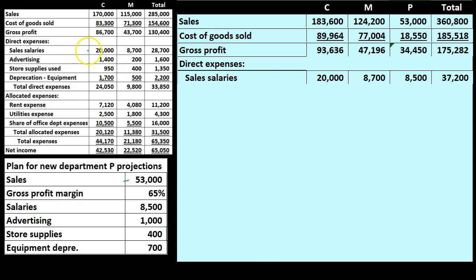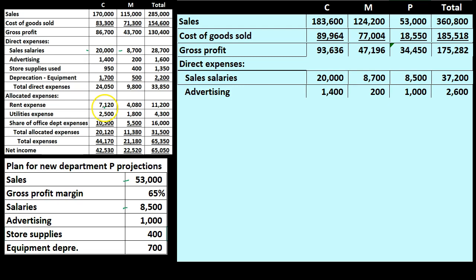So we're picking up the salaries from last time where we had the 20, we had the 8,7, and that's going to give us our totals. And then we've got another 8,500. We're thinking the salaries aren't going to change because they're salaried. So that's going to be straightforward. We just add the new item for P in our projection.